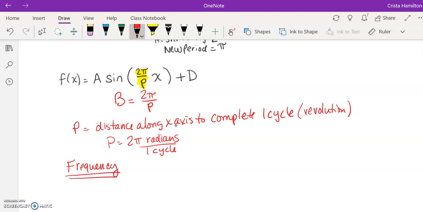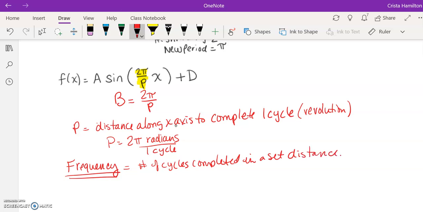Now, frequency is what we are looking at in terms of how many cycles you can complete in a certain distance. So period is the distance along the x-axis to complete one cycle. Frequency is the number of cycles completed in a set distance.